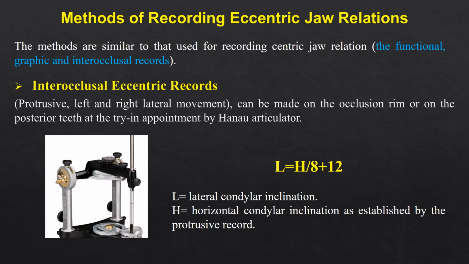Methods of recording eccentric jaw relations. The methods are similar to those used for recording centric jaw relation, which include the functional, graphic, and interocclusal records. Interocclusal records for eccentric records, which include protrusive and left and right lateral movement, can be made on the occlusion rim or on the posterior teeth at the try-in appointment by Hanau articulator, which is used to register eccentric records according to the following formula.